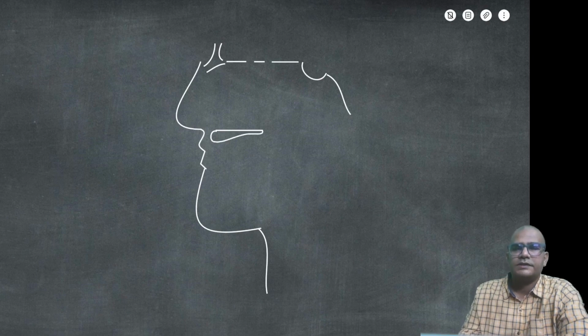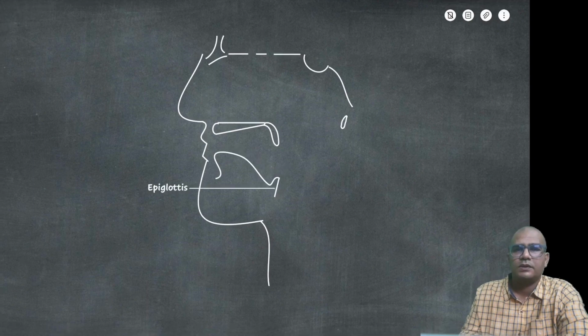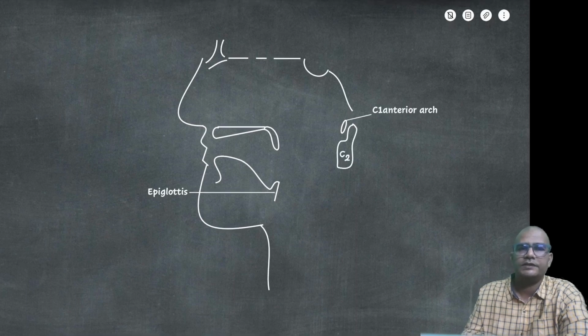So let us draw the hard palate. Posterior to it, show the soft palate. Draw tongue along with the epiglottis. Now show anterior arch of the C1 along with the odontoid process of the C2. So I have drawn C1 and C2.